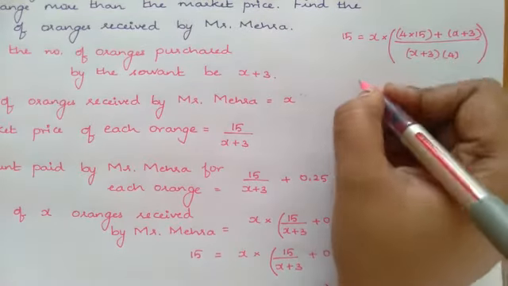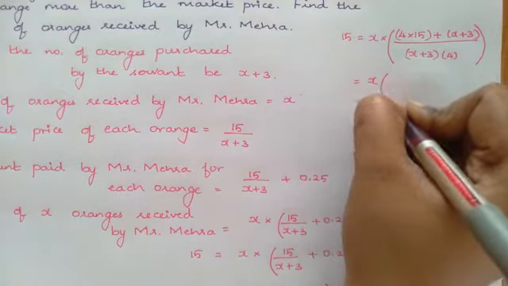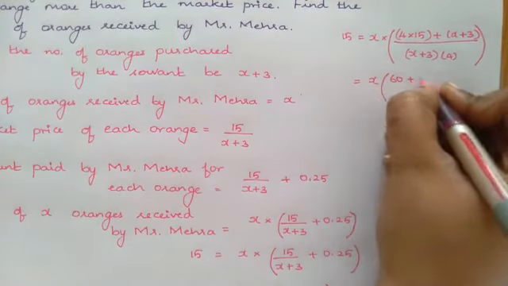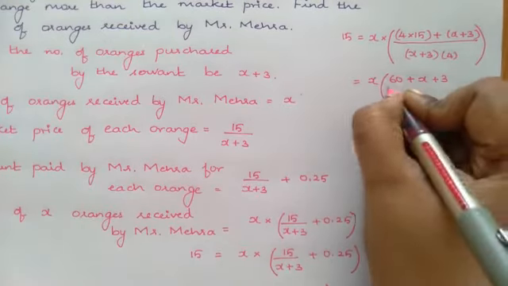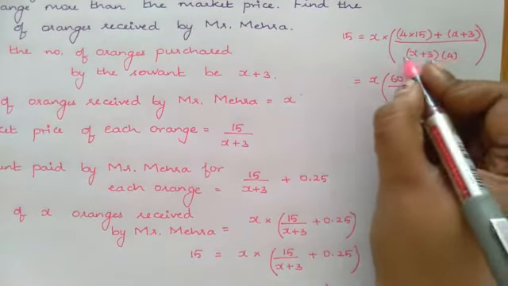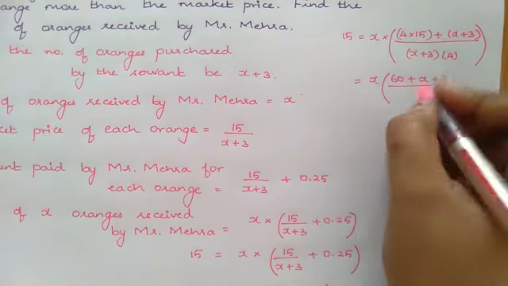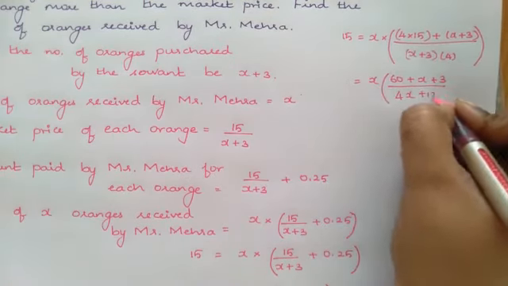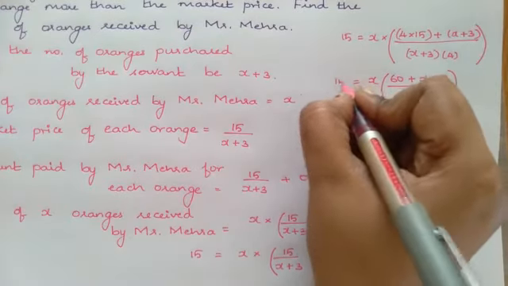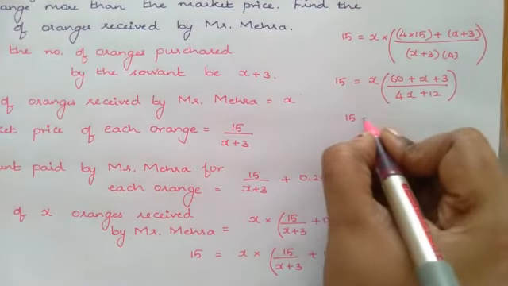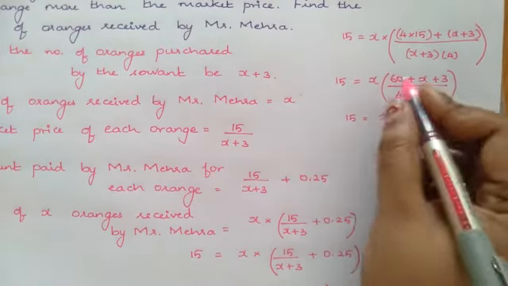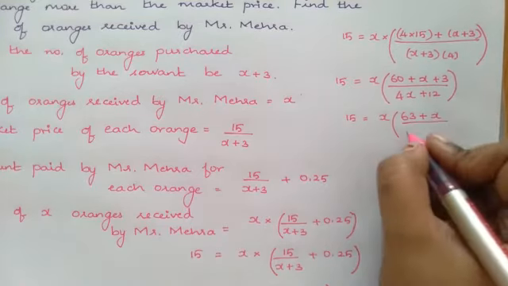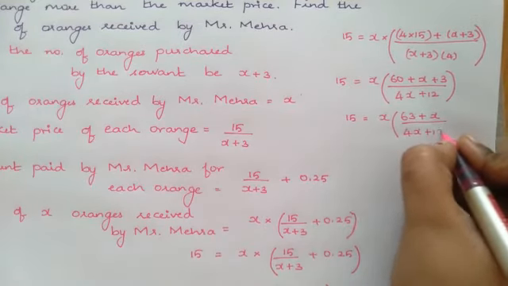So now, next step, it will be x into 4 into 15, that's going to be 60, plus x plus 3. Each term of this binomial will be multiplied with 4. X into 4, 4x, 3 into 4, 12, which is nothing but 15. So 15 is equal to x into 60 plus 3, 63, plus x by 4x plus 12.